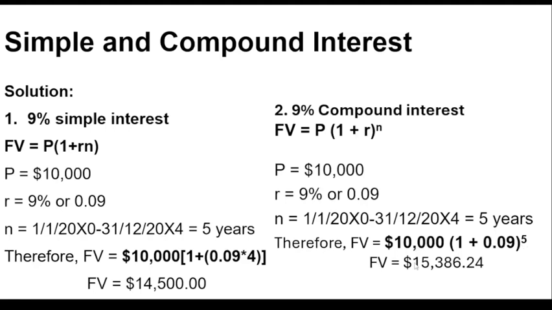So this is the amount at the end of 31st December 20x4, which is $15,386,000.24. All right, so that is what we have.